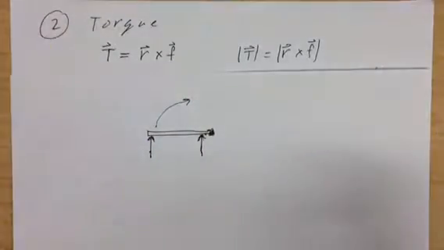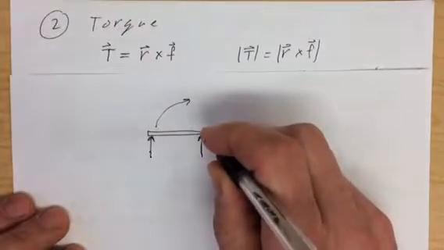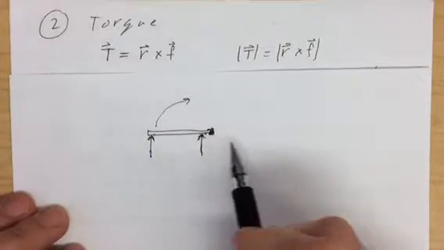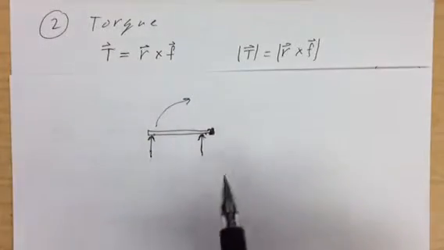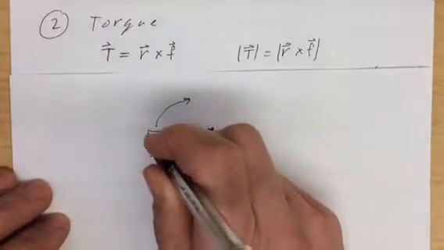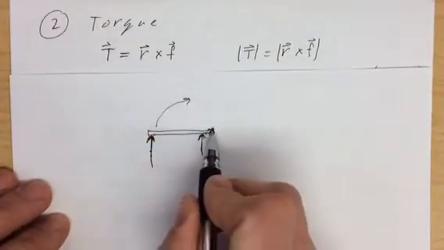Also, torque is a vector. Imagine if this hinge here was instead a bolt and this was a wrench. If you turn the wrench, then the bolt is going to move in a direction that is perpendicular to the force and the radius.